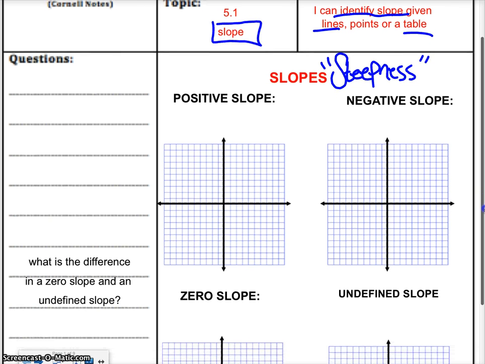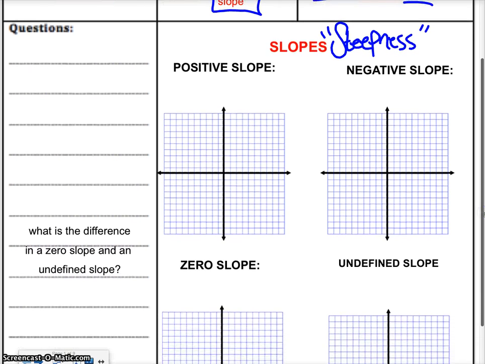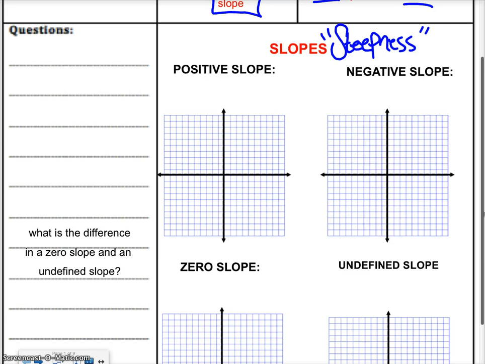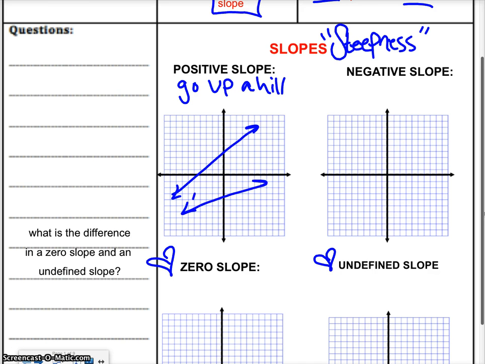Okay? You're given four main types of slope. We have a positive slope, a negative slope, a zero slope, and an undefined slope. These last two are our special situation. Positive slopes look like you're going up a hill. So here are some examples of a positive slope. Anything that looks like you're going up a hill.